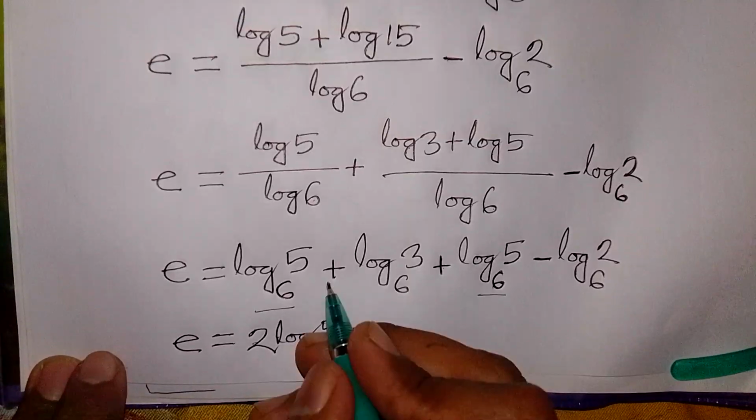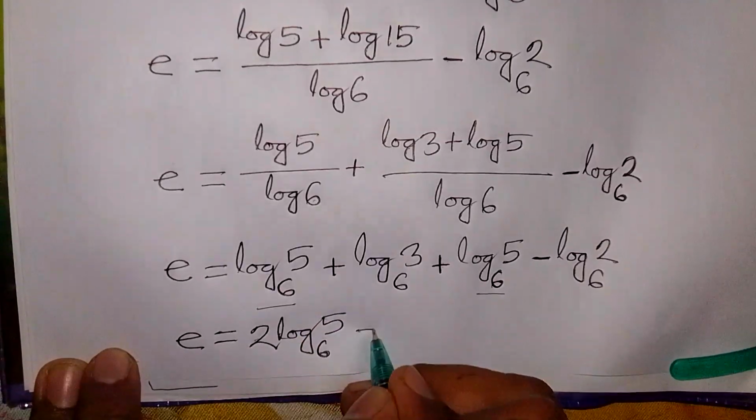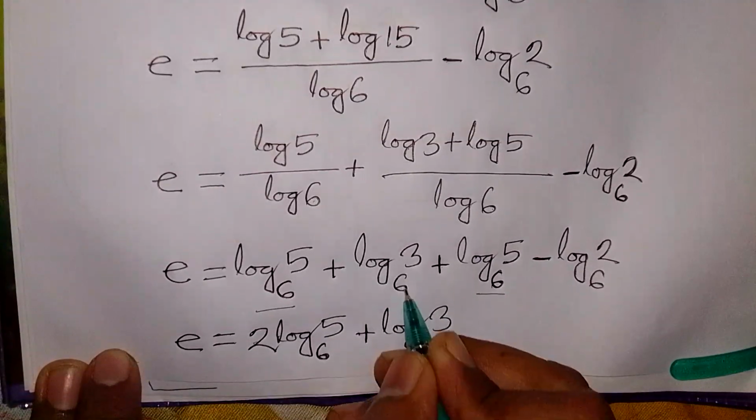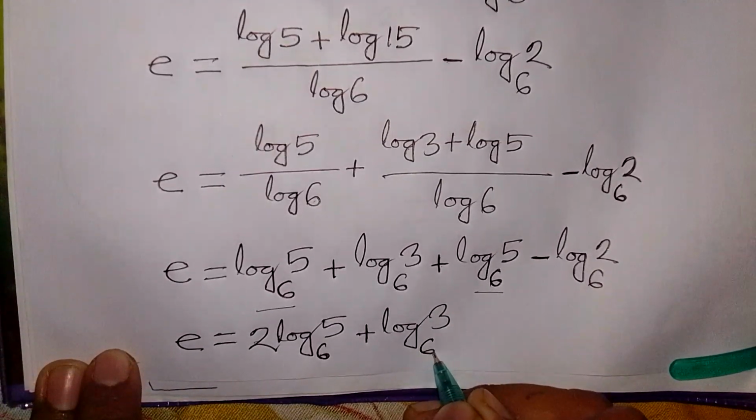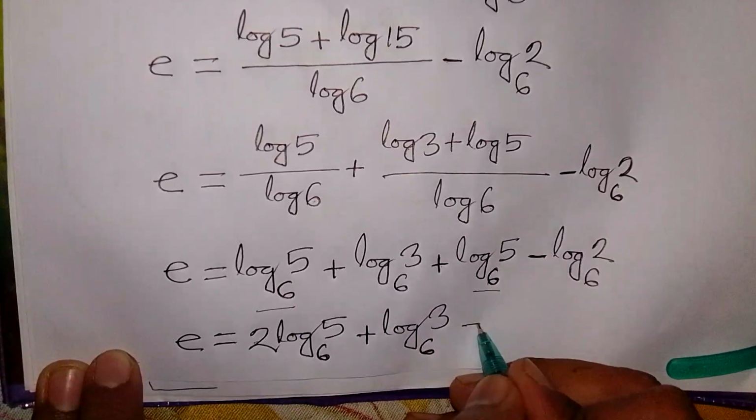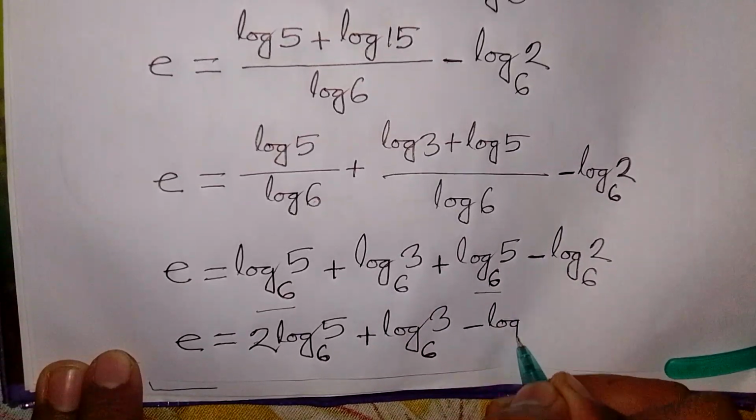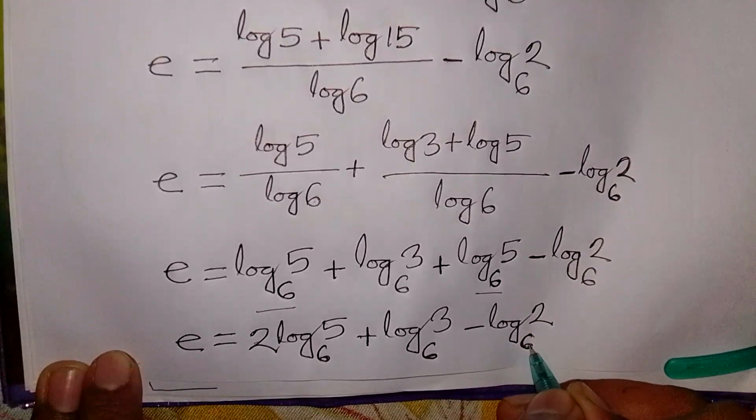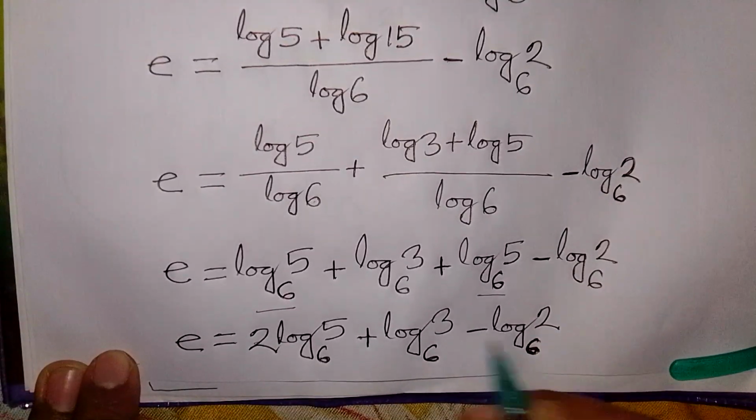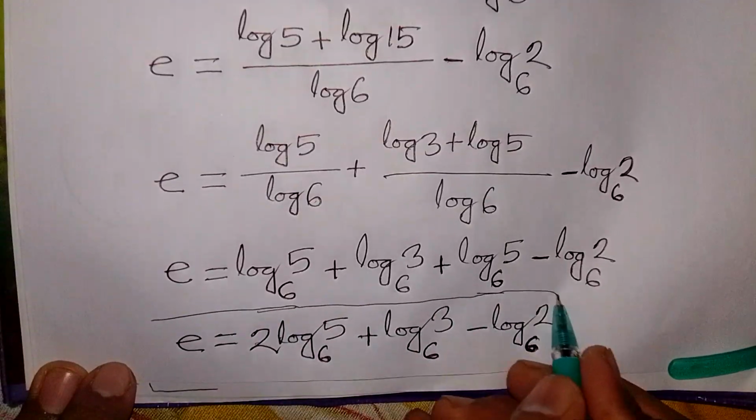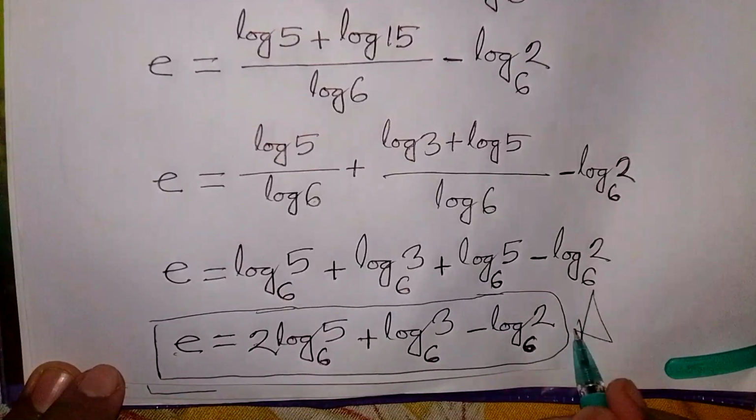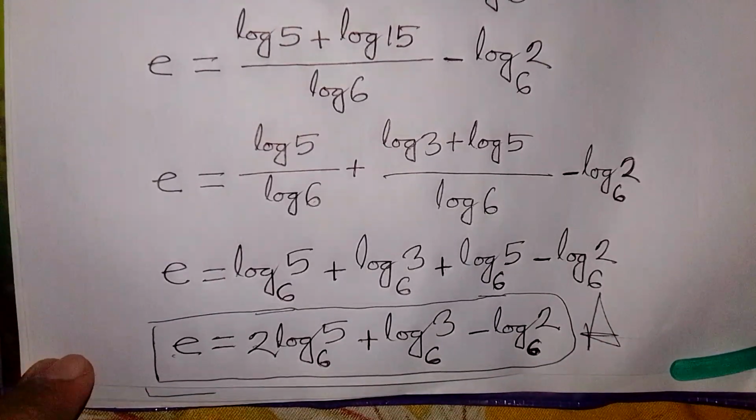Then here plus log 3 base 6. Here subtract log 2 base 6. So this is the value of a. So this is our final answer. Now let's check the equation.